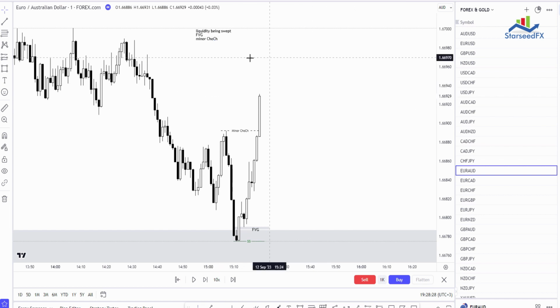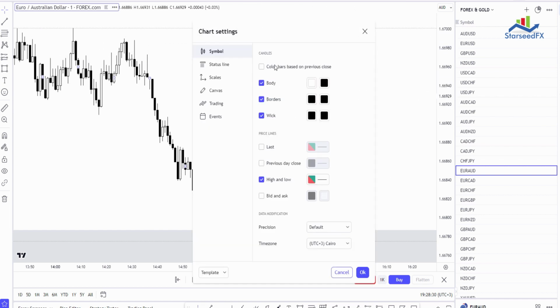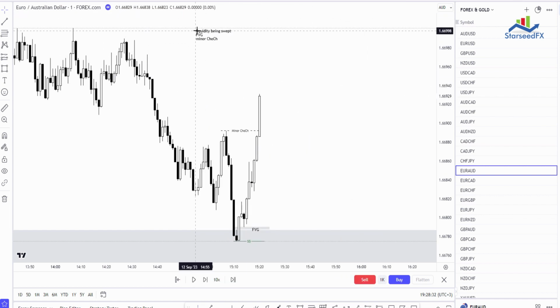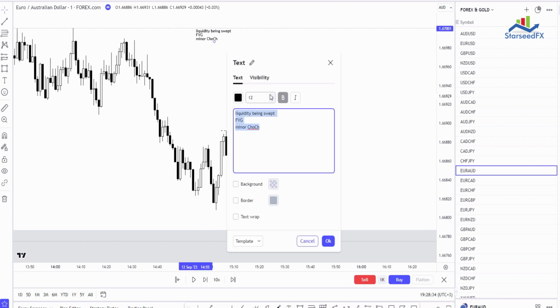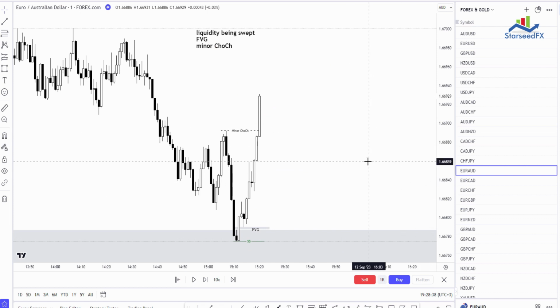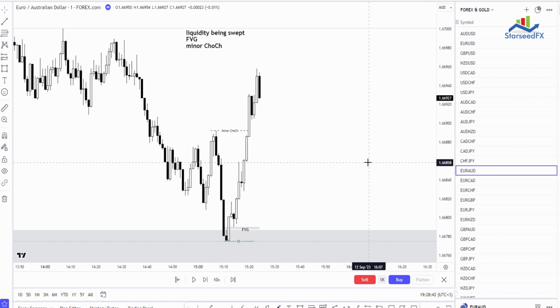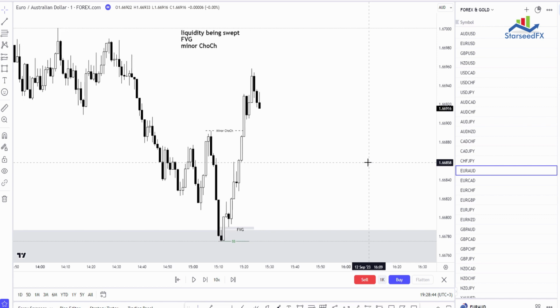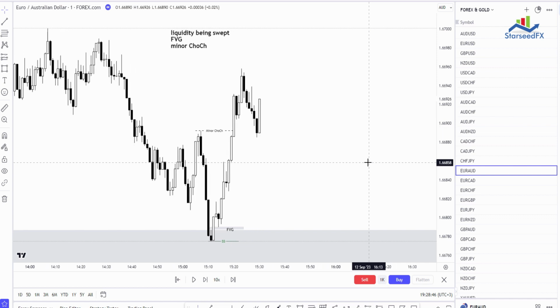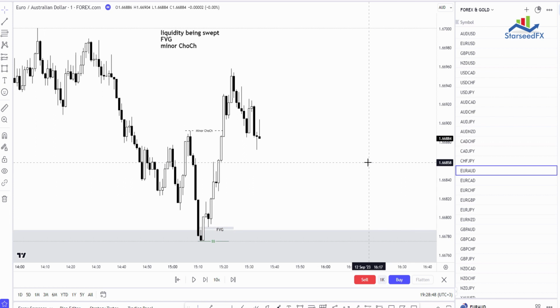Okay, so we're gonna make it bigger a little bit, so we can see it all together. Okay, so let's move on. Market keeps pushing up, again, down.